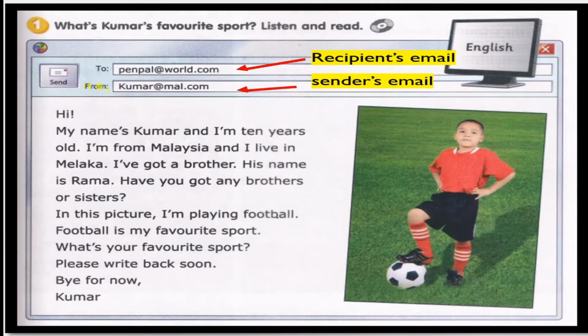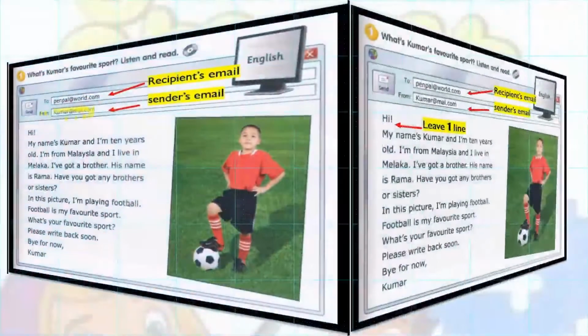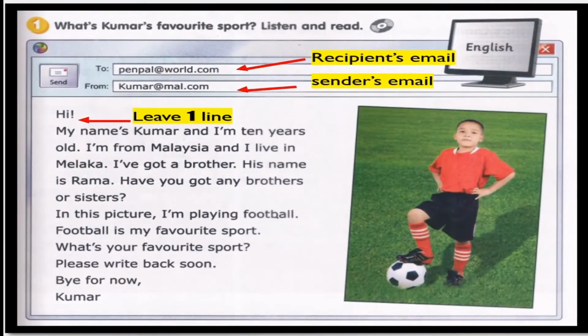So if you are writing your email, it is called the sender's email. So this one is your email address. This one, kumar@mall.com. So if you are writing, change it to your email address. Okay, the next one, in an email, when we are writing an email, we always start with hi or hello or how are you, all of that. So this one, hi. After you write the word hi, there's a line here between hi and my name. So leave one line.